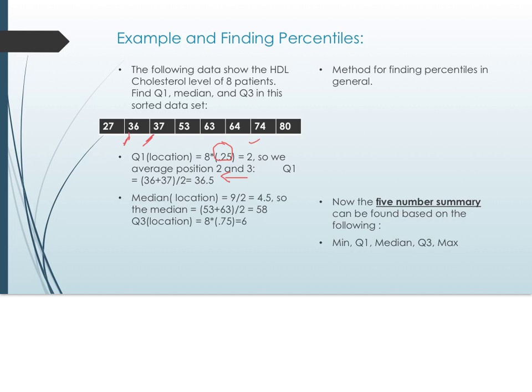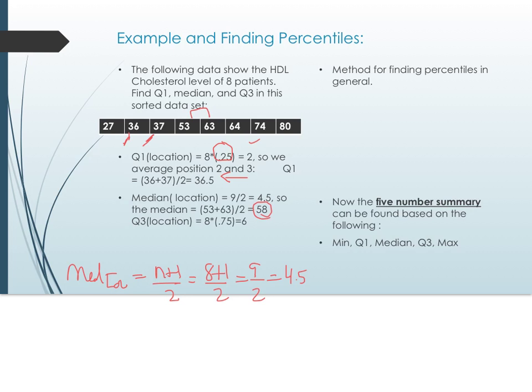For our median, the median location was equal to n plus 1 divided by 2, which in this case is 8 plus 1 divided by 2, which is 9 divided by 2, which is equal to 4.5. That's what we got. And so the median is, we add both 53 and 63 together, and we get 58.